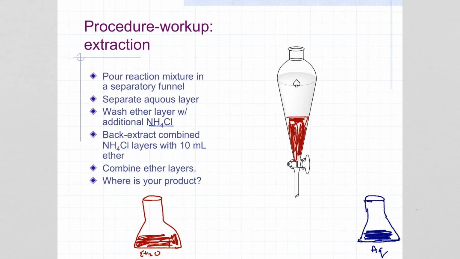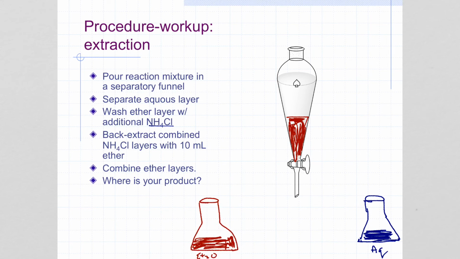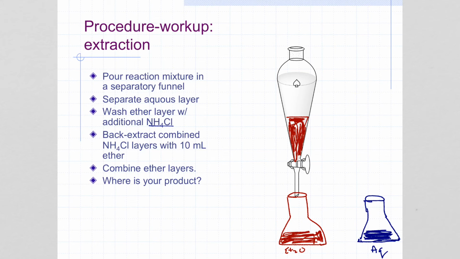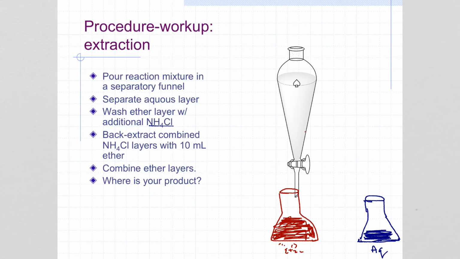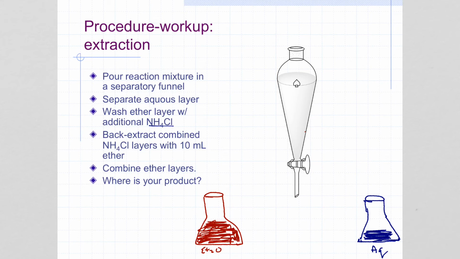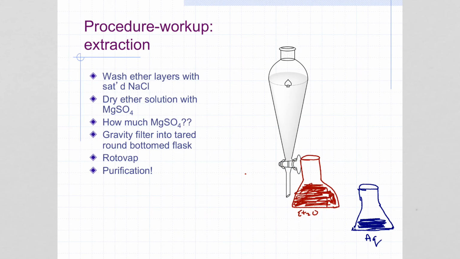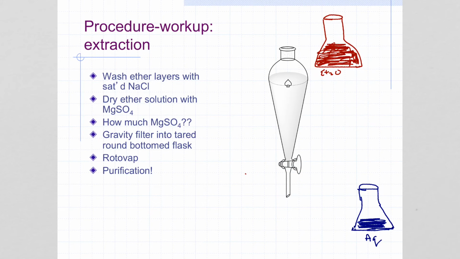And then I take my previous ether layers, and I'm going to take this 10 mils and drain it into here. Alright, so now I have what is hopefully my ether layers containing my organic products. That's where I hope my product is. The next thing I'm going to do is dry. So now I'm going to take my ether and pour it back into my sep funnel.